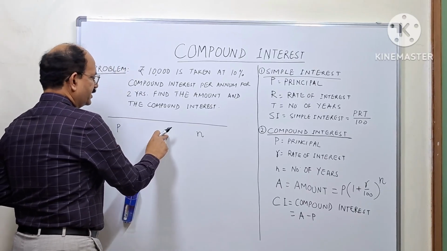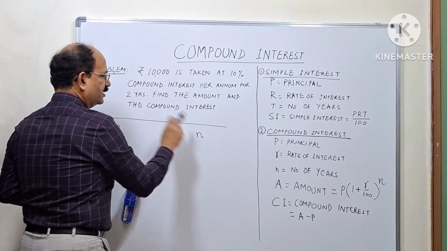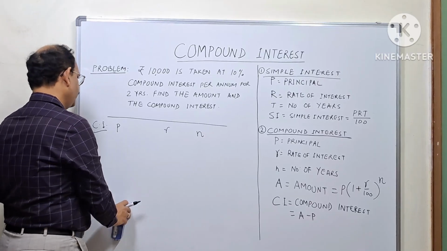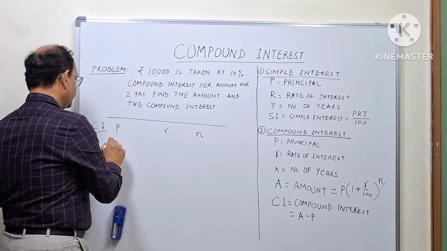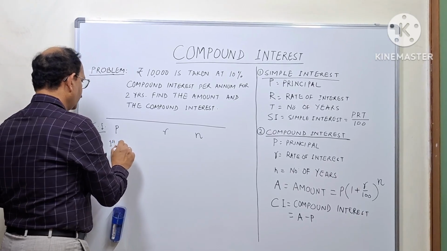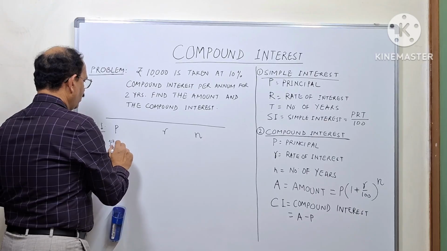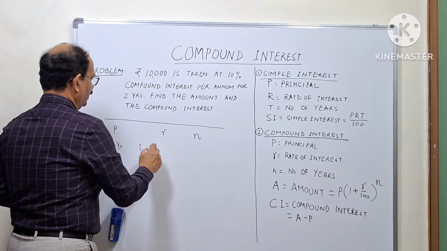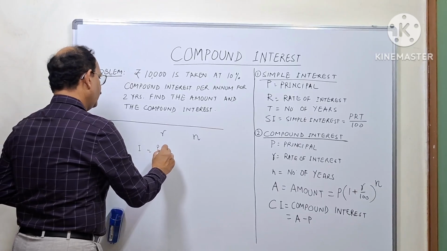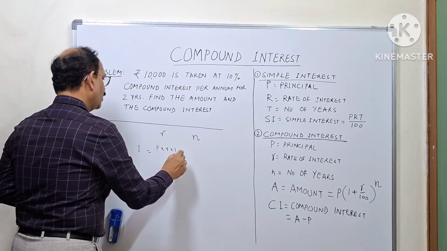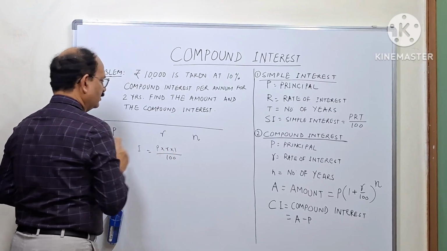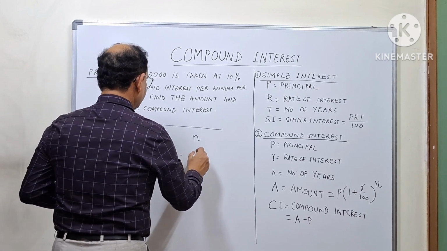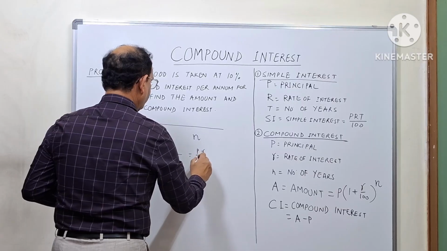So this is the principal, this is the rate of interest per year, this is the number of years for which the compound interest has to be calculated. Now, if this is the case, then in the first year, what will be the interest? Interest will be equal to P into small r into 1 divided by 100. That will be the interest.